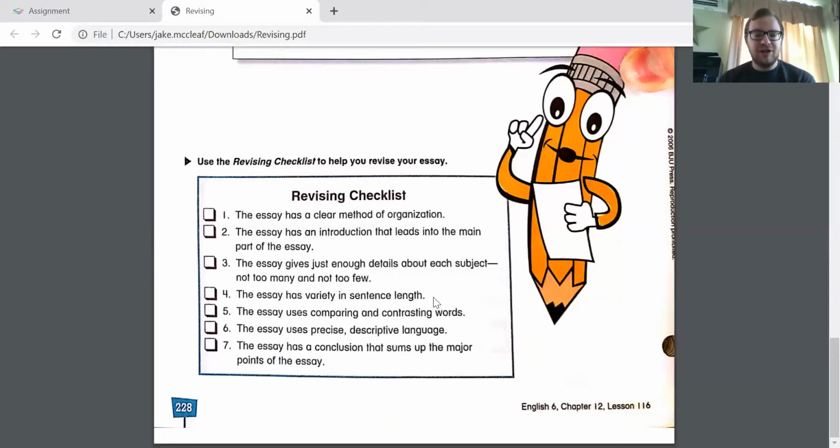We get focused in on that. It helps mix it up, keep the variety. So you do want to have a variety in sentence length. That can be more important than you think.